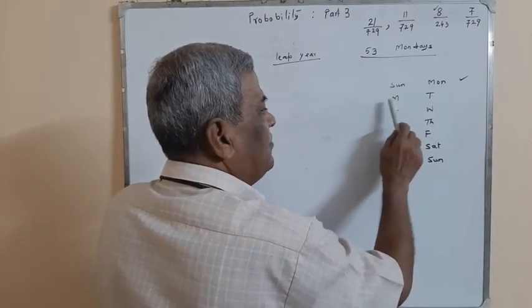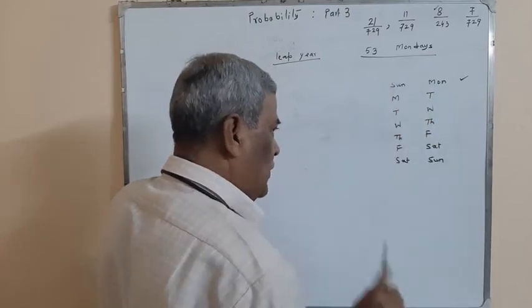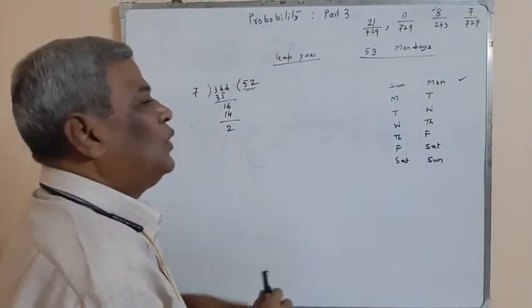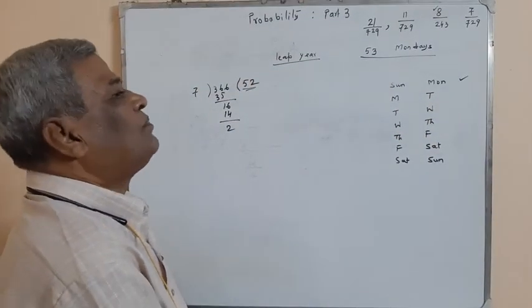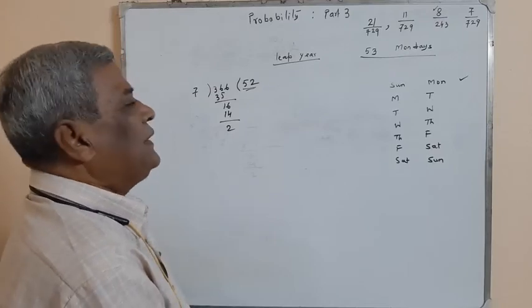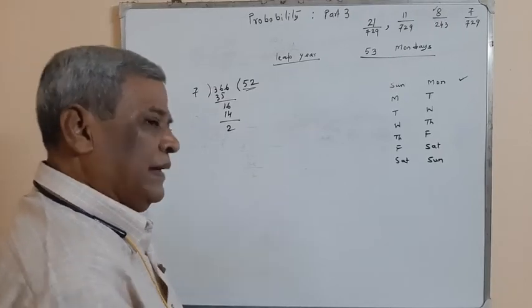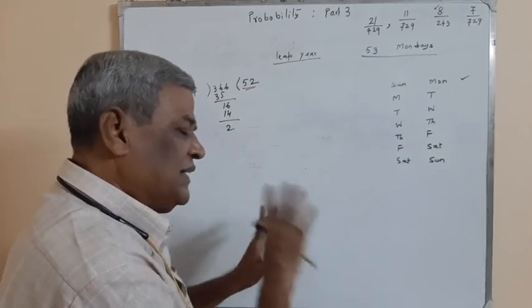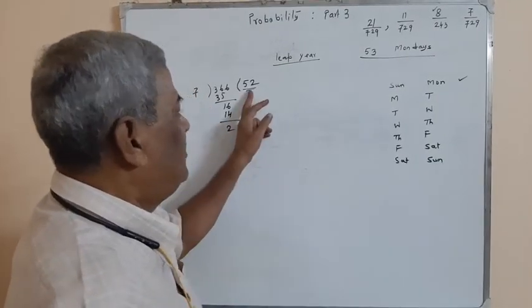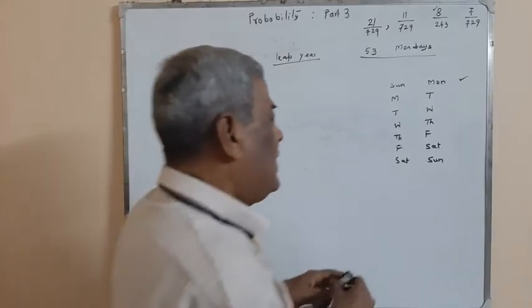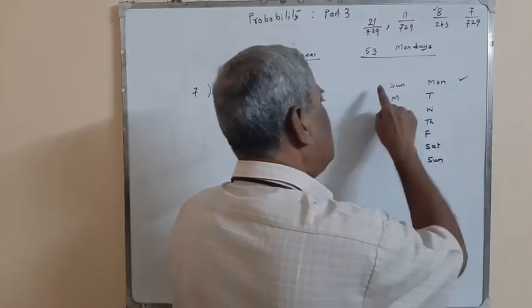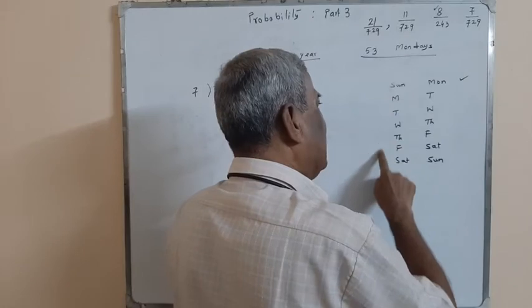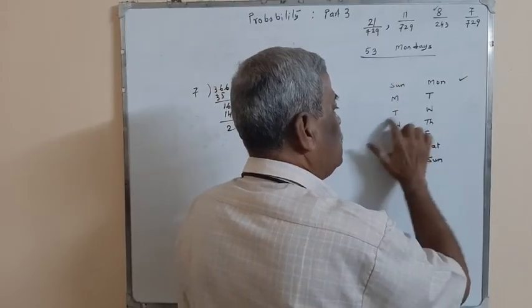Sunday and Monday, Monday and Tuesday, and so on. Now, our question is, what is the probability that a leap year will contain 53 Mondays? 52 Mondays is guaranteed, since there are 52 weeks. And the 2 excess days can be distributed like this: Sunday, Monday, and so on.